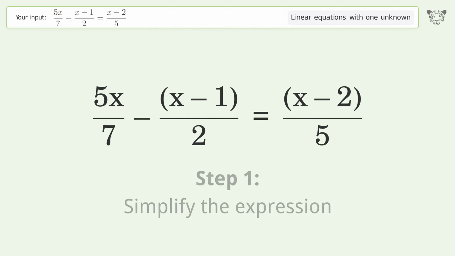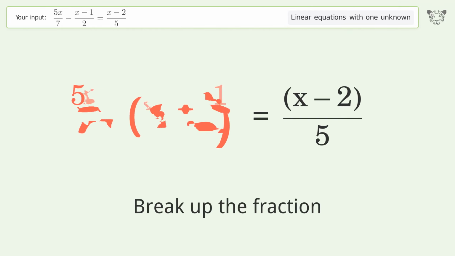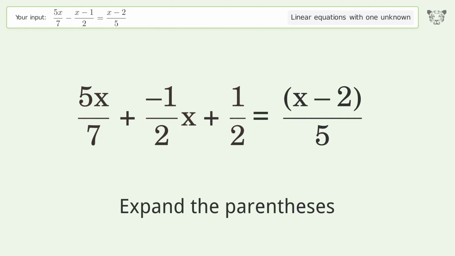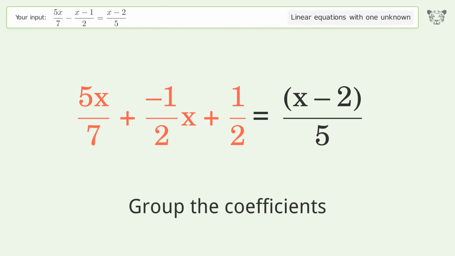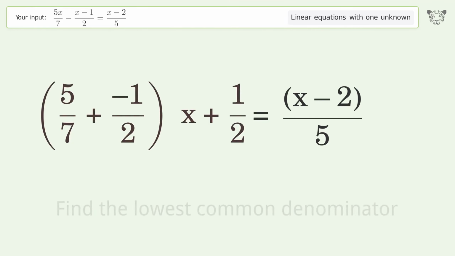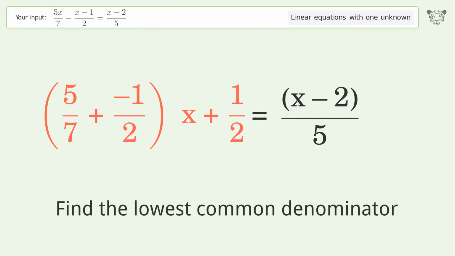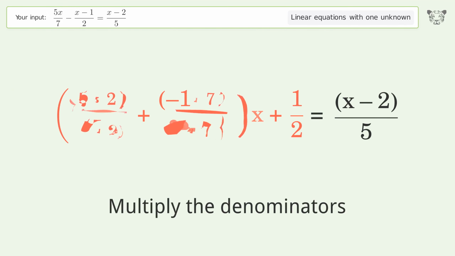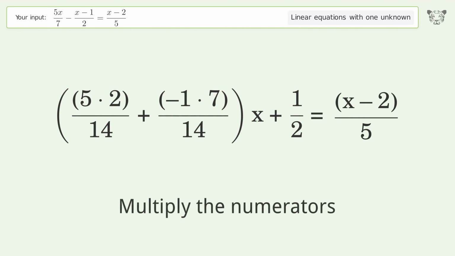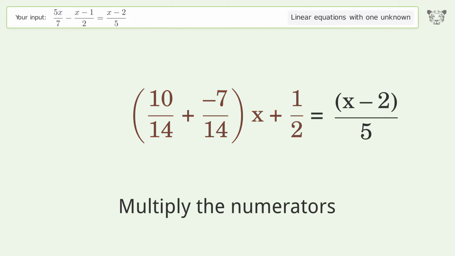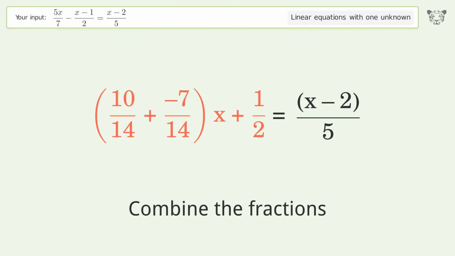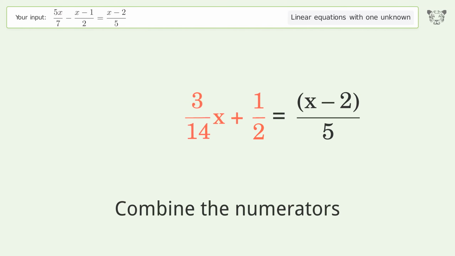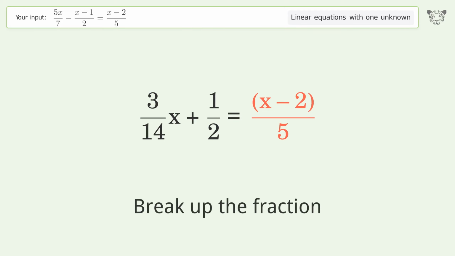Simplify the expression. Break up the fraction. Expand the parentheses. Group the coefficients. Find the lowest common denominator. Multiply the denominators. Multiply the numerators. Combine the fractions. Combine the numerators. Break up the fraction.